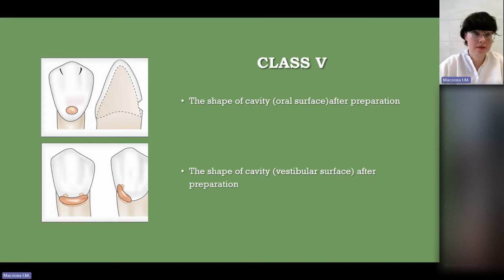For example, the first picture shows you a little zone of carious lesion. The next picture shows you a big, large zone of carious lesion. But these cavities have to have the same structural components, the same as class 4, class 2, and others.